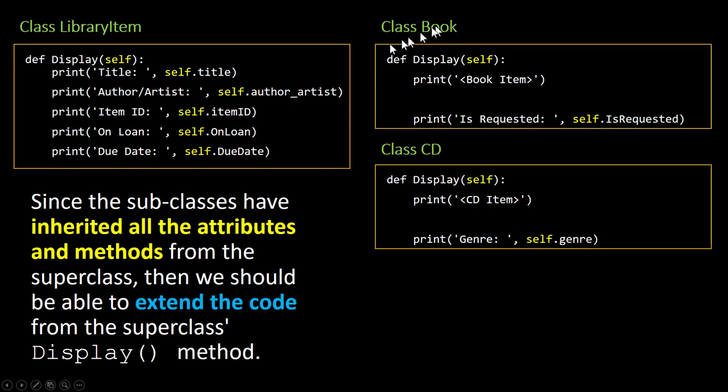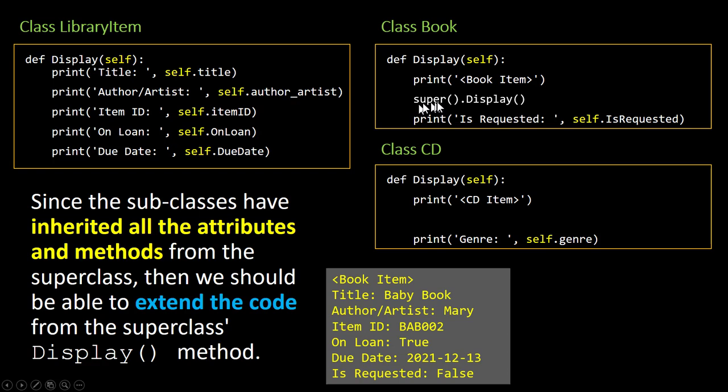So let's say for the book subclass, we want to print a header, so there's a book item, and then at the end we want to print out the status for the is requested. And then in the middle portion, we can use all that is available in the parent's class method display, and we can do so by calling super.display. And then when we run this method on a book object, it will display a header book item with all the information like title, author, item ID, on loan, due date, and then includes the status whether it has been requested or not.